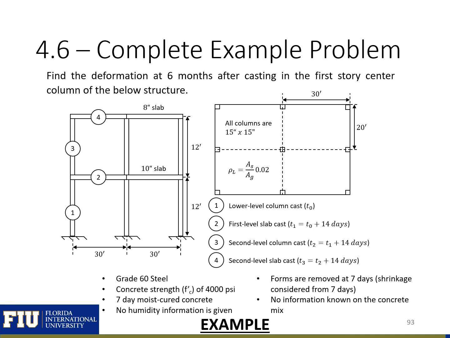You can now pause this video and go to the complete example problem found in the separate video. In this example problem, we find the deformation at 6 months after casting in the first story center column of this structure below, where we have a lower level cast at a certain time, a first level slab cast at a certain time, then a second level column cast and a second level slab cast at later times. We have our material properties given, and we don't have any information given on our humidity. So again, go to the separate video to see how to solve this example problem.